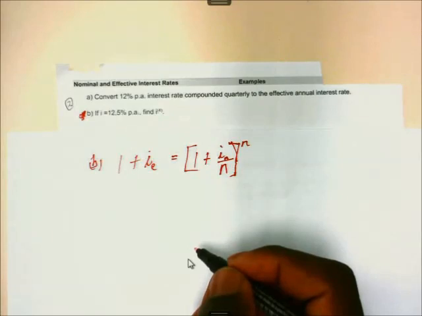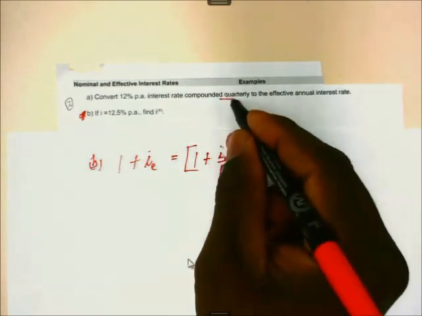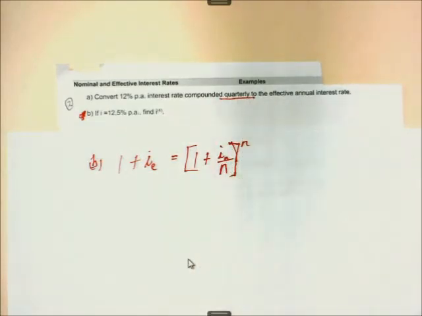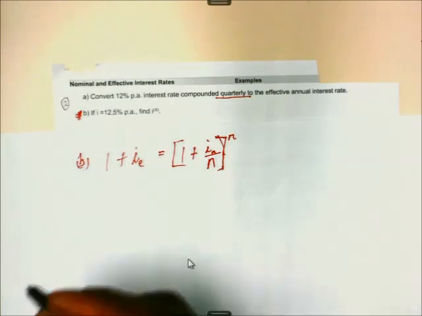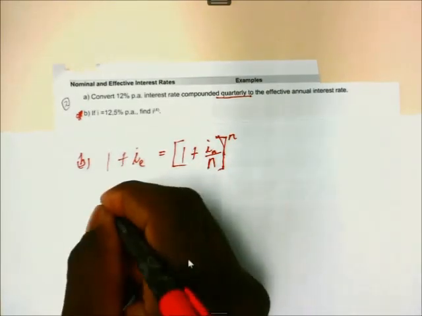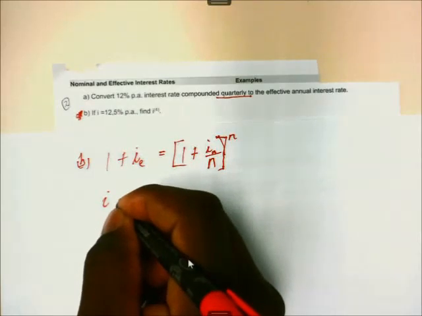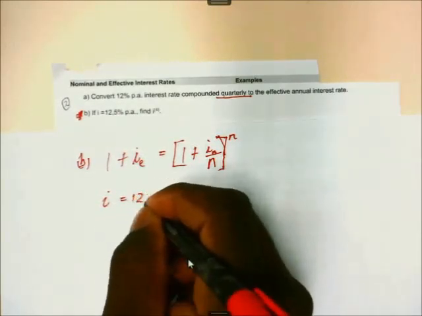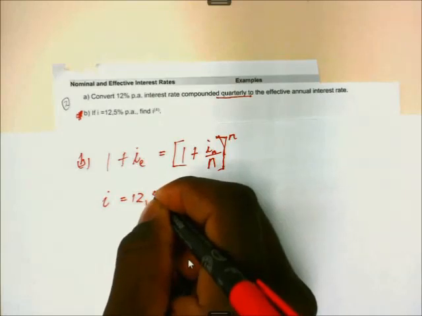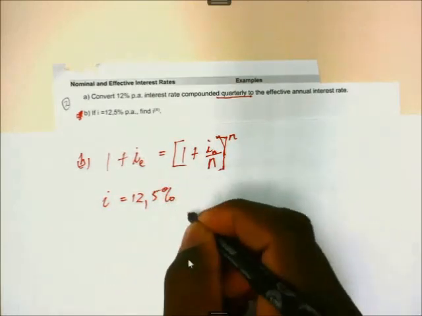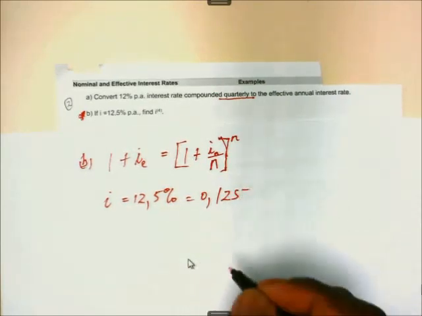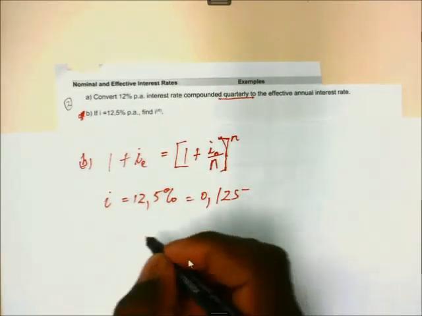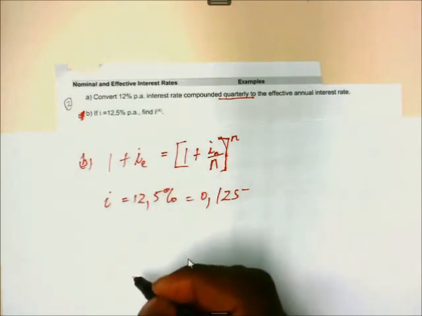Then it says it's compounded quarterly. So this equation connects the nominal interest rate to the effective annual interest rate. Okay, so what is happening there? What is your I there? It equals 12.5%, right? Which equals 0.125, right?